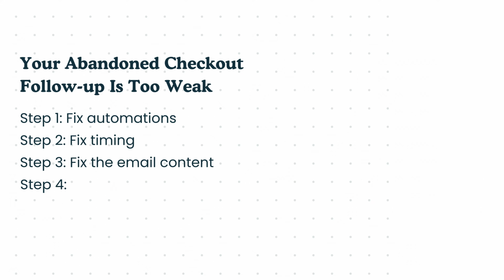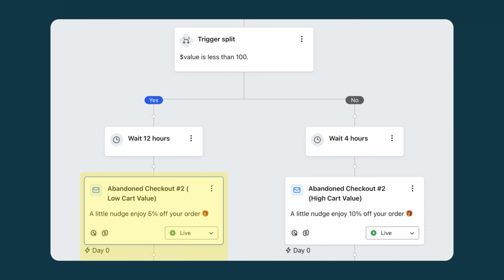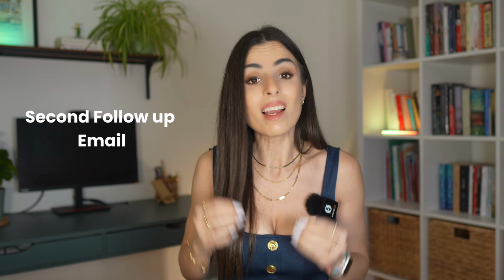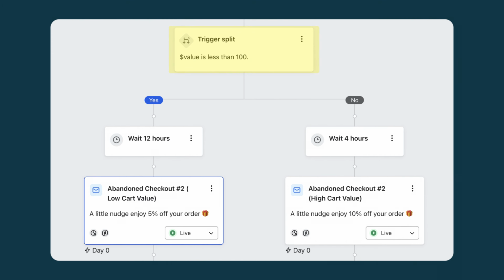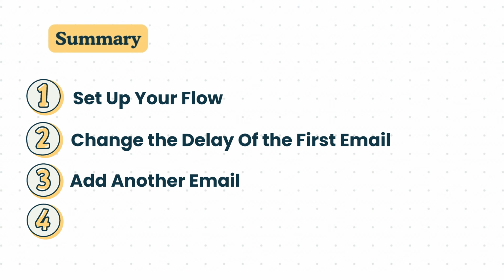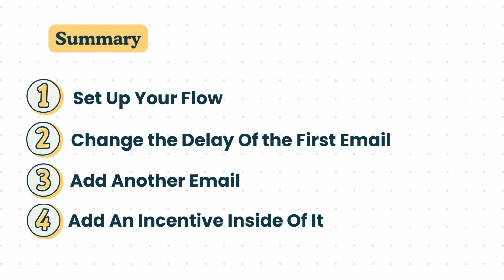And my final recommendation for you is to offer an incentive. You don't need to offer it directly in the first email. You can offer it in the second follow-up email. And you can decide to offer it only for carts over $100, for example. Giving a small discount like 5% could be more than enough to convert so many of your customers and help you catch those lost sales. So all you need to do is to set up your flow, change the delay of the first email, add another email, and add an incentive inside of it.